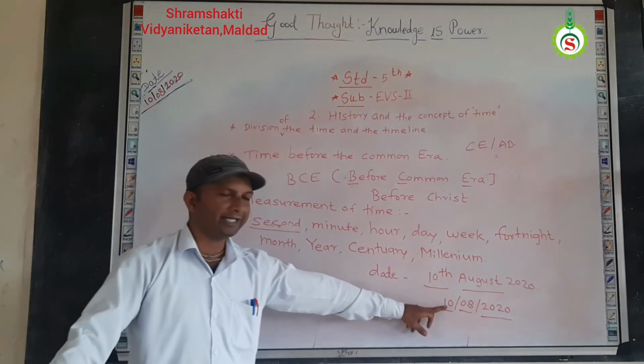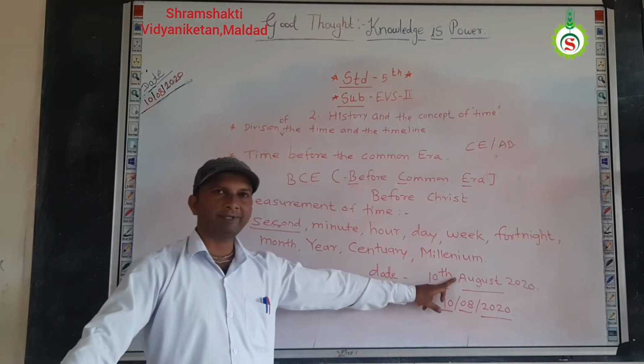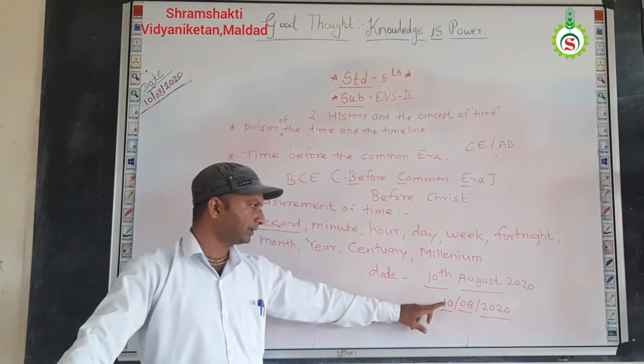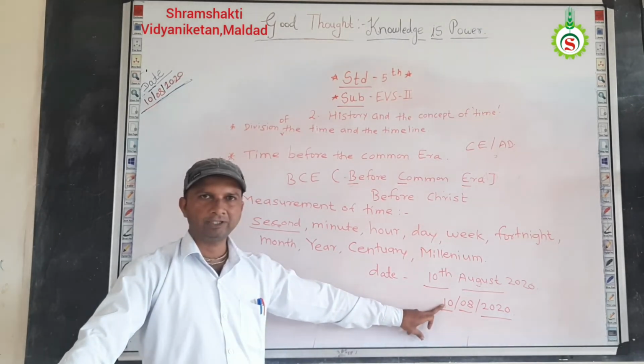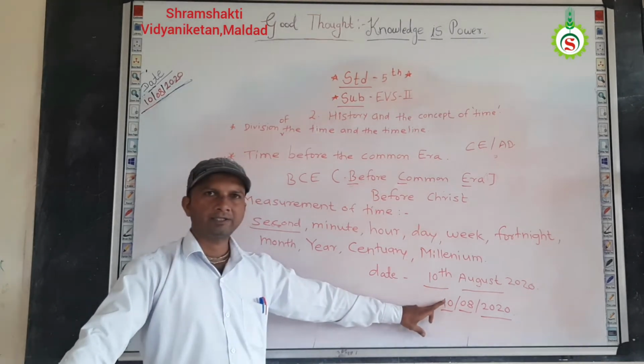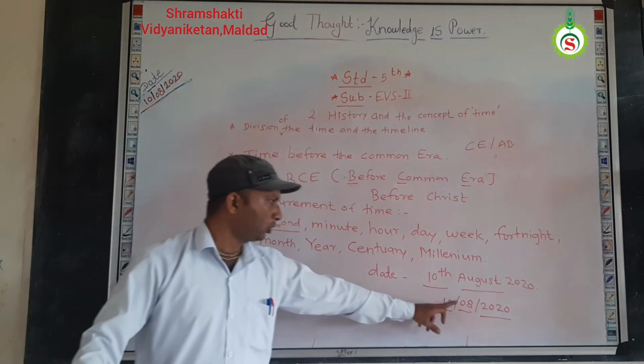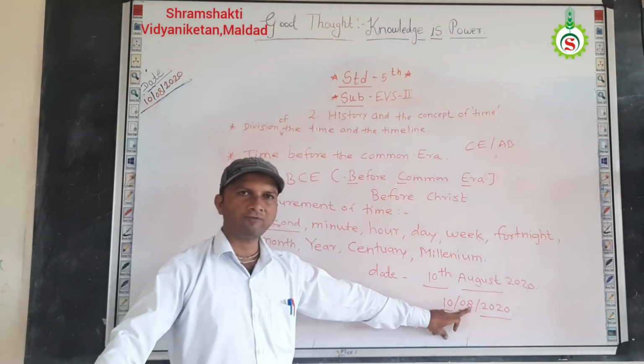So first is the serial number of the day. For example, the month of August has 31 days, out of which today is the 10th day. So 10 is for the 10th day of the month of August. Understand? Then 08 is the serial number of the month of August.